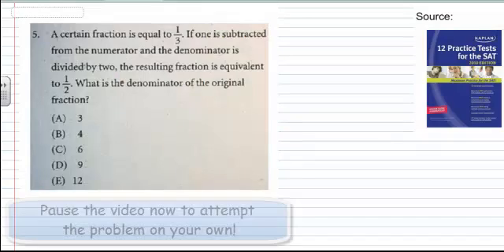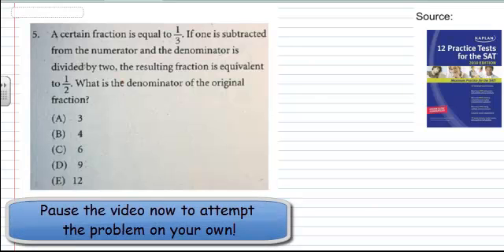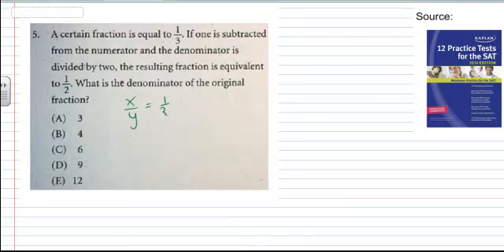Next problem. A certain fraction is equal to 1/3. If 1 is subtracted from the numerator and the denominator is divided by 2, the resulting fraction is equivalent to 1/2. What is the denominator of the original fraction? If we're talking about a certain fraction and I need the numerator to be different from the denominator, I can call that x over y, and that fraction is equal to 1/3.